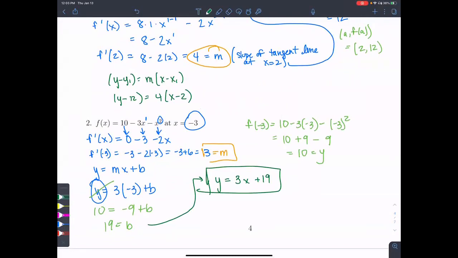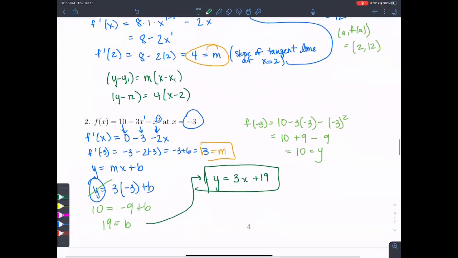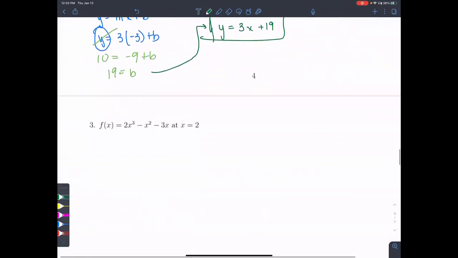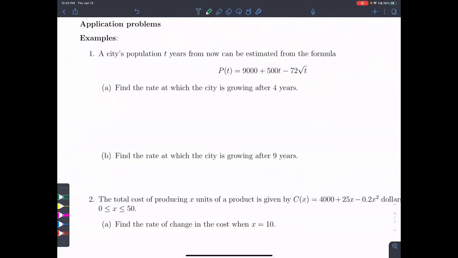So there's a lot going on. When you're finding the equation for a tangent line, you need to first find the derivative, and then you want to know the derivative at that particular value for x. So plug in that value for x. That would be the slope of the tangent line at that x value. Then you need to figure out the ordered pair there, and use point slope form or slope intercept form. I'm going to skip that one for now and do these application problems.